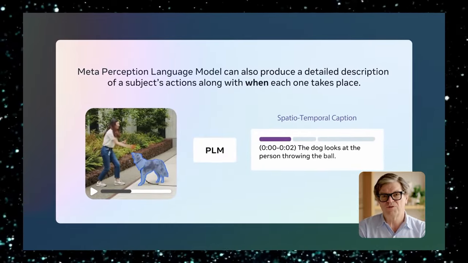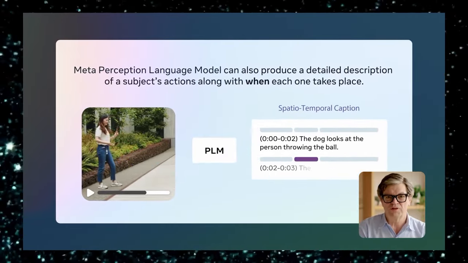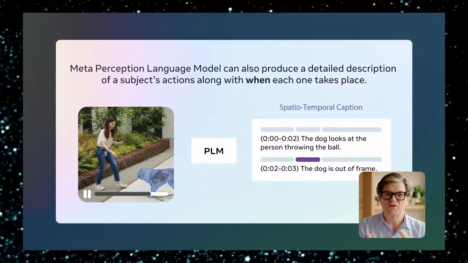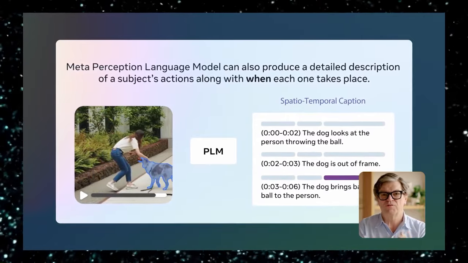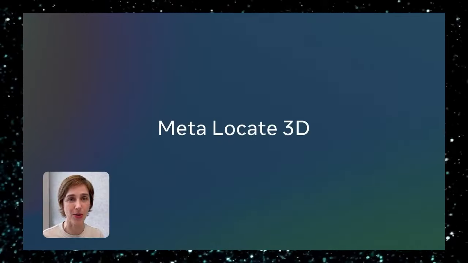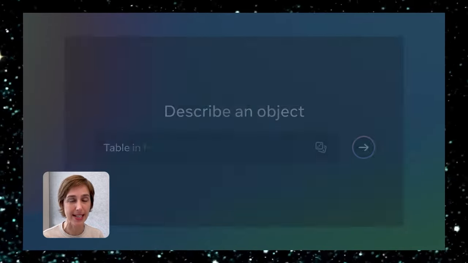For those interested in AI in the real world, Meta Locate 3D stands out as an end-to-end model that directly understands 3D point clouds and natural language to accurately localize objects, even considering spatial relationships.